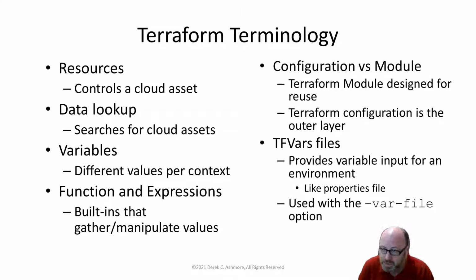Variables. Variables is a creature that we use to customize a Terraform automation so it can be used in different regions or different environments. We can use variables to supply different values per context. And along with that, there's a rich library of Terraform functions and expressions that can manipulate data items for specific purposes. That should all be relatively known to you already.